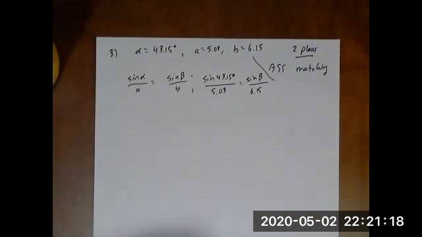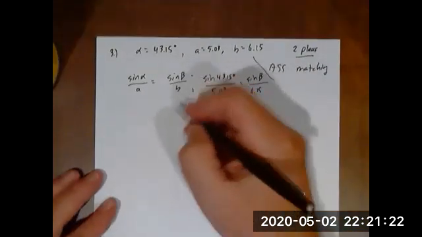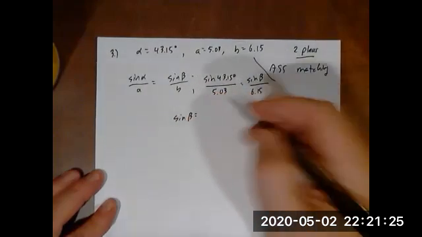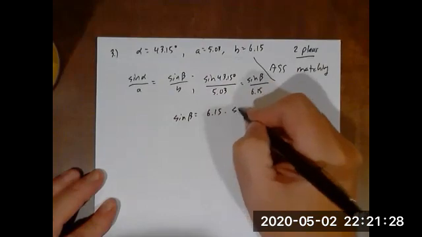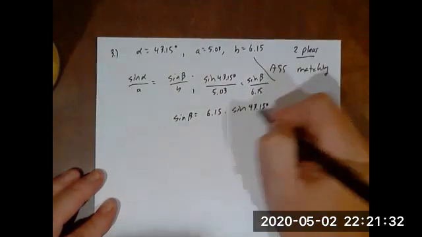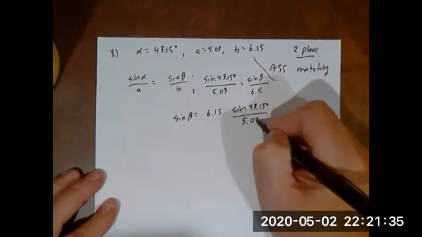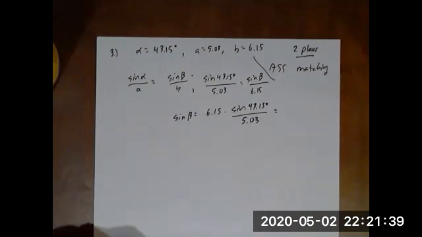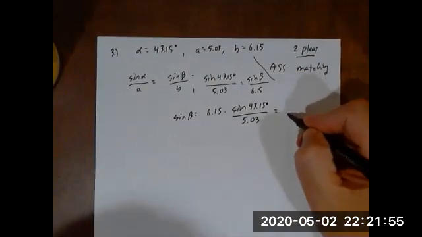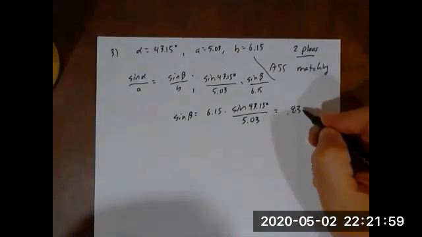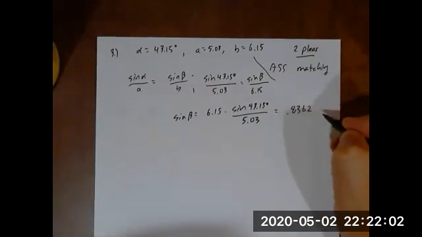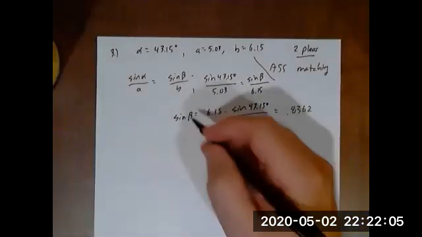So this is exactly the same as problem number 2 in terms of solving it. So I'm going to have sine of beta is 6.15 times sine 43.15 degrees over 5.03. So I'm going to grab my calculator. 43.15 degrees, the sine, times 6.15 divided by 5.03. I'm going to keep maybe 4 digits, 0.8362. Now I know since this is less than 1, I'm going to actually have an angle here.